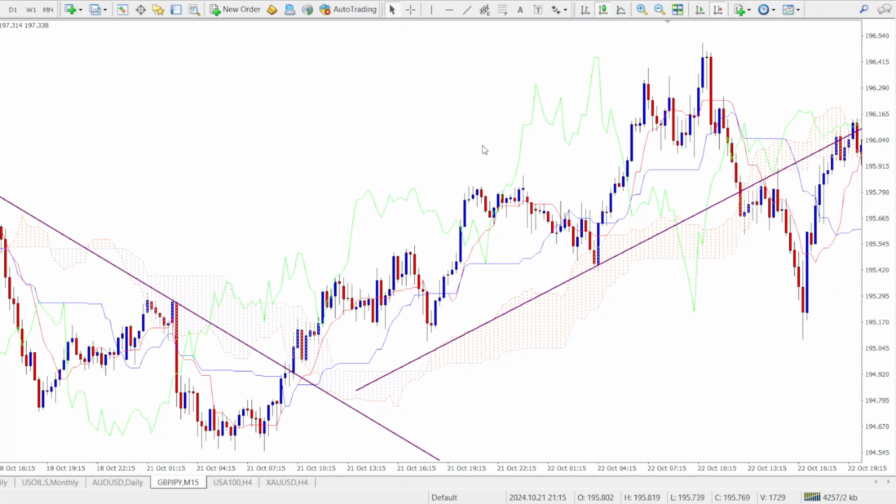So some traders, perhaps in order to avoid confusion or to just focus on the ones that matter the most, just hide the Chikou Span completely, right? But you can decide to leave it on your chart, or you can decide to hide it as well.